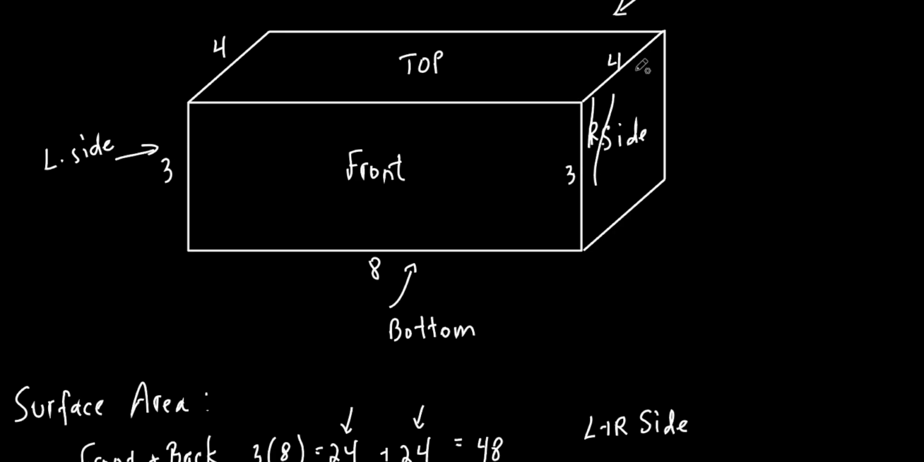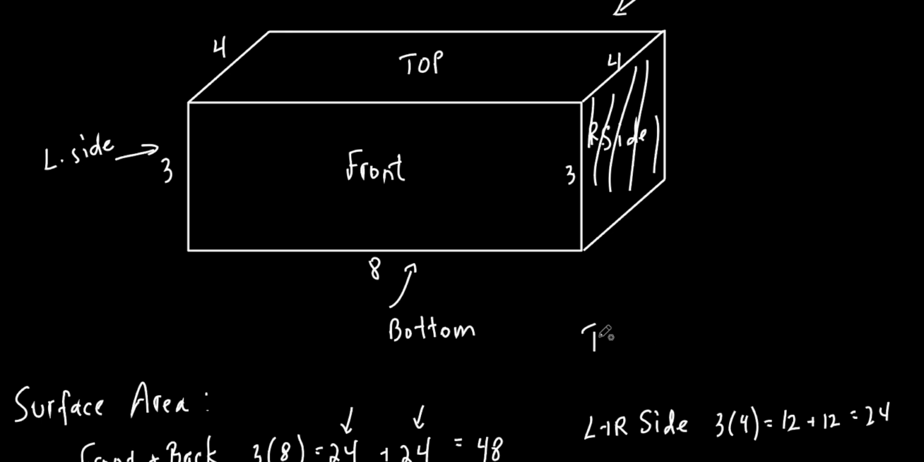So how do I find the area of that right there? 3 times 4, correct? Which is 12. Now that's the right side. What's the other side going to be? It's also going to be 12. So I just add the 12 and I get what? 24. So far, what do I have? I got 48 for the front and the back. I got 24 for the left and the right side. What's the only thing I'm missing now? The top and the bottom.